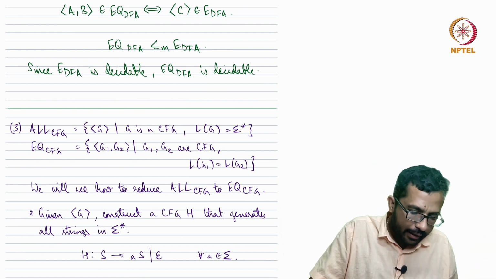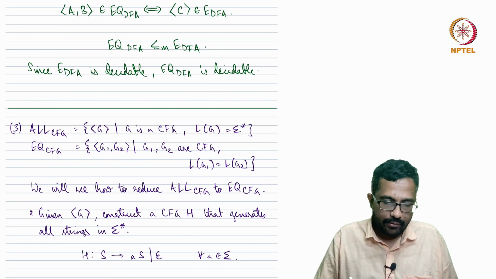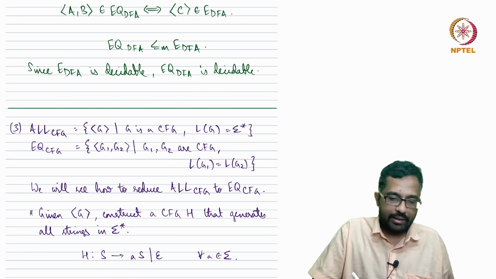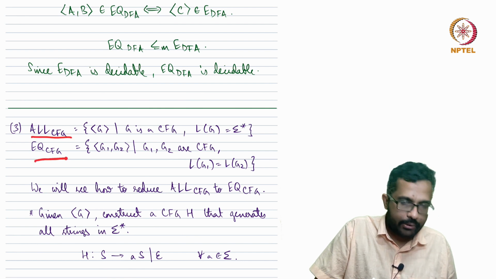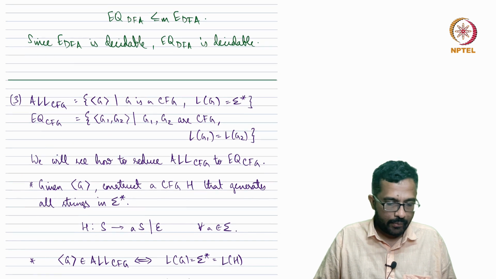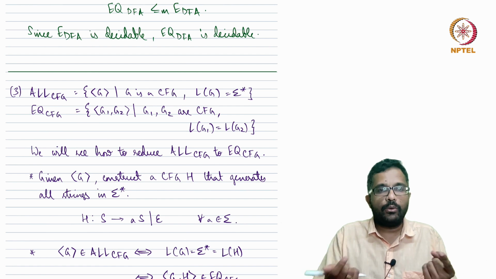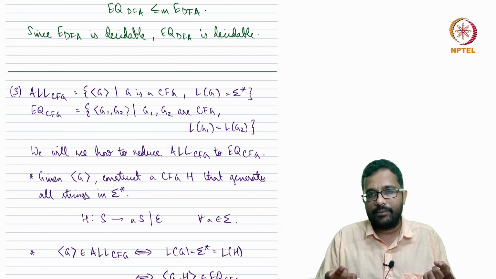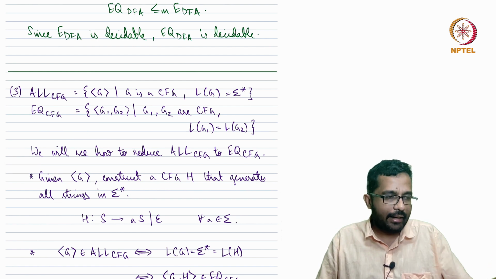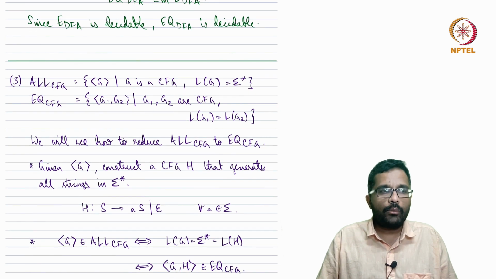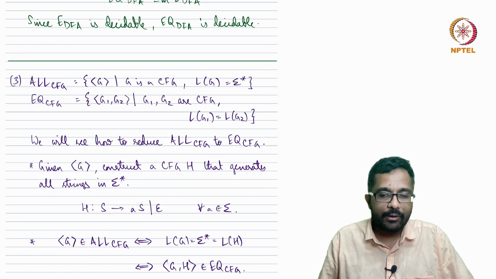EQ-CFG is similar to EQ-DFA. Given two grammars G1 and G2, we are asking whether they both generate the same language, L of G1 equal to L of G2, right? So now we will see how to reduce ALL-CFG to EQ-CFG. ALL-CFG is asking whether this grammar generates everything. EQ-CFG is giving two grammars and asking whether these two grammars are equivalent, right? So this is not that difficult actually. Given a grammar G as an ALL-CFG instance, what we want to know is whether G generates everything, so it's very easy to convert it into an EQ-CFG instance.